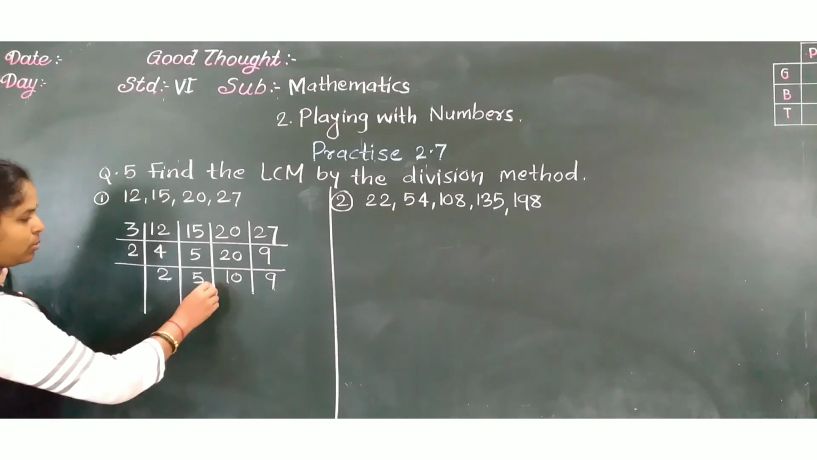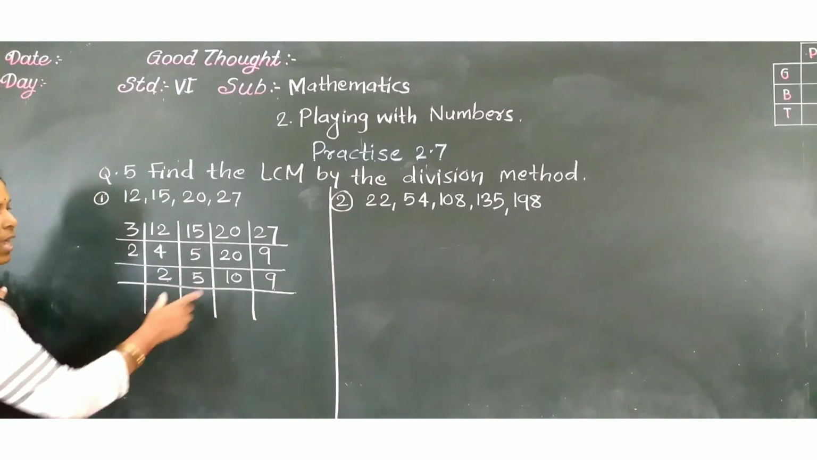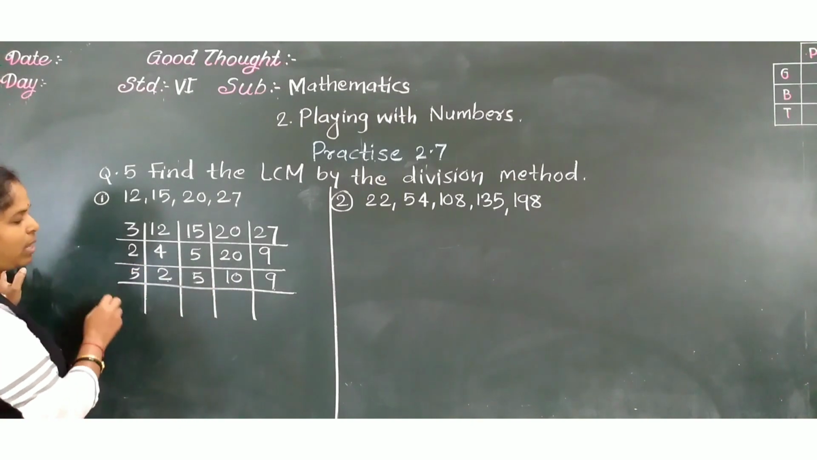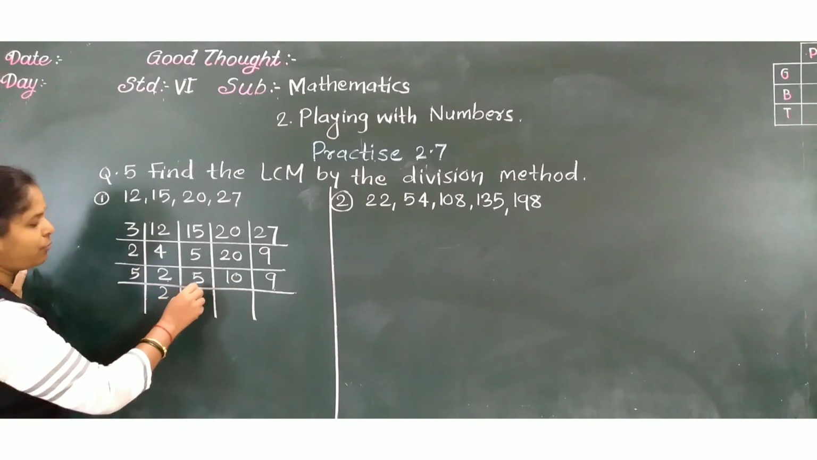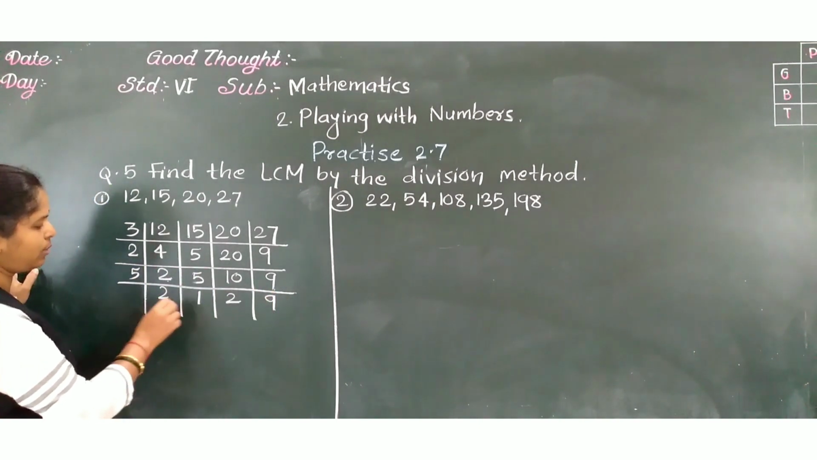Now, see here. 5 and 10 are divisible by 5. So I will divide it by 5. 2 write as it is. 5 1s are 5, 5 2s are 10 and 9 as it is. Okay.